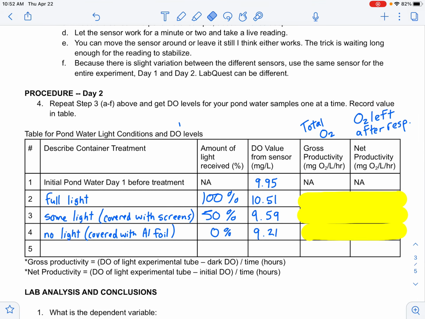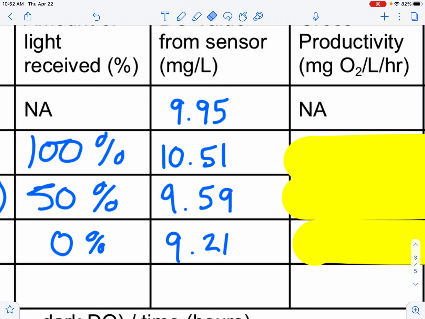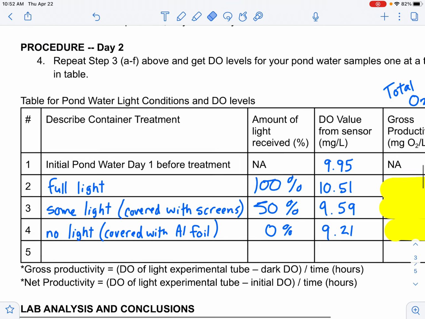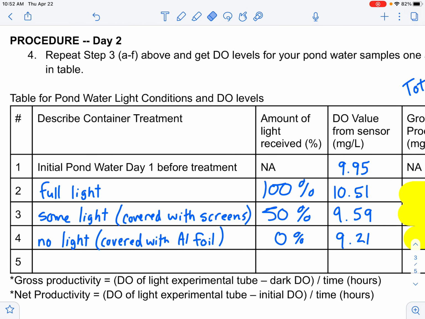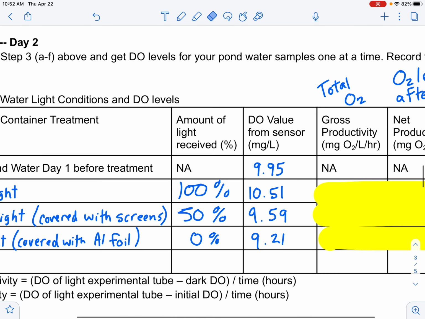So here's the data table that you can go ahead and screenshot from my video here, or just pause and copy the data down. I'm just going to say these are the values that we got for one of the classes, and of course these are the conditions, right? So container number 1 was just getting the initial dissolved oxygen values from the pond before we put the water into capped containers, and then we had 100%, 50%, and 0% light depending on the condition, and then the dissolved oxygen values.